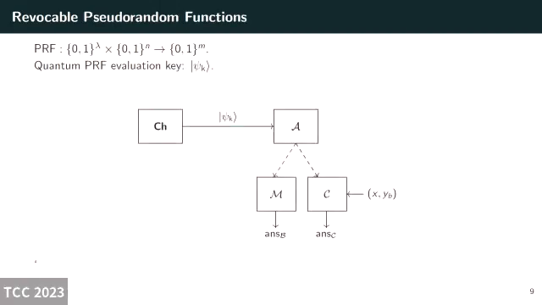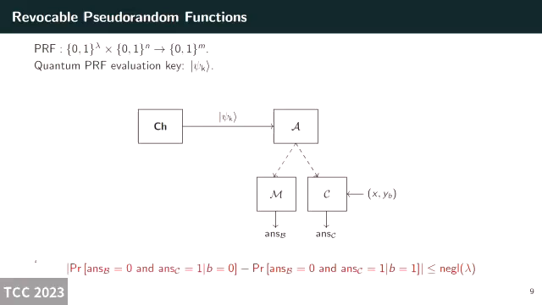Revocable pseudo-random functions are defined similarly. I have something called an evaluation key, which is a quantum state using which I can still produce the outputs of this random function. The only difference is that instead of Charlie breaking semantic security in public key encryption, here he is distinguishing whether he gets the output of a PRF or something uniformly at random. So Y0 here corresponds to the output of the PRF on X. Y1 corresponds to something picked uniformly at random. So we have a similar guarantee here as well.